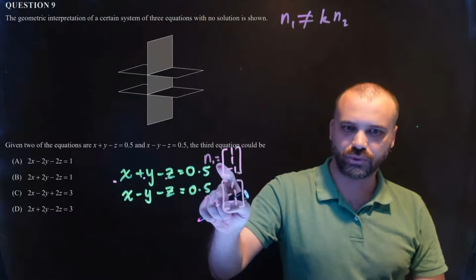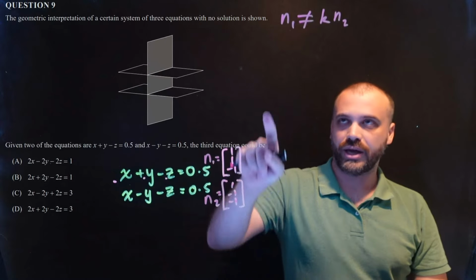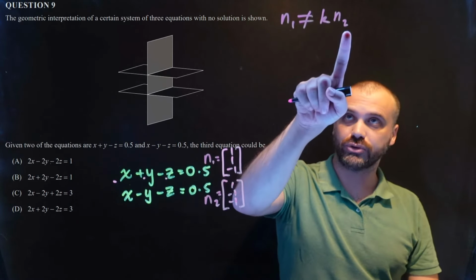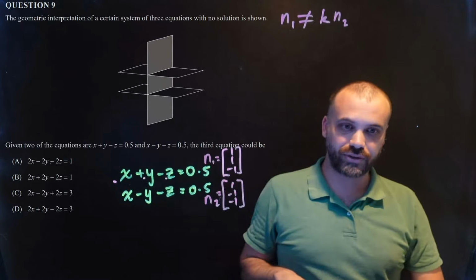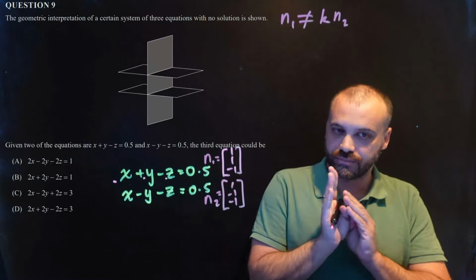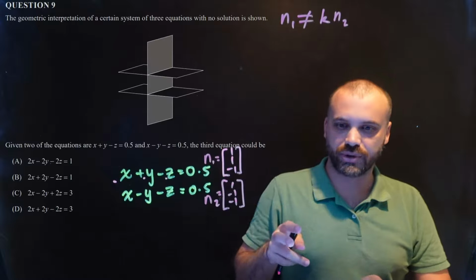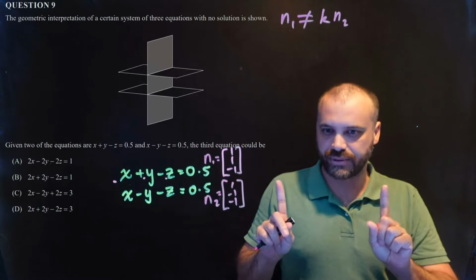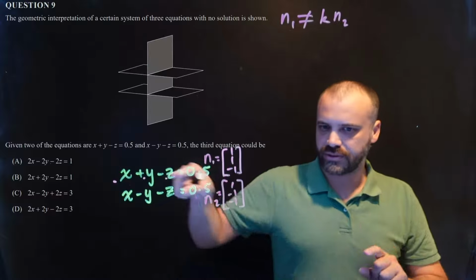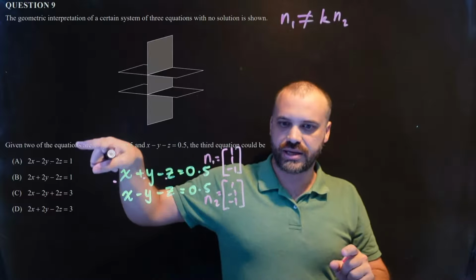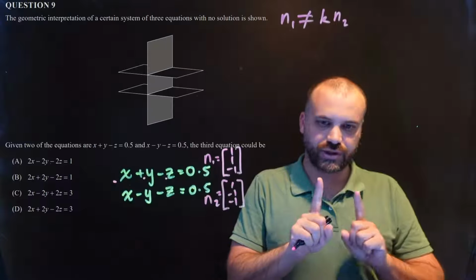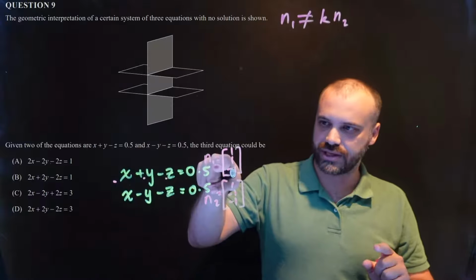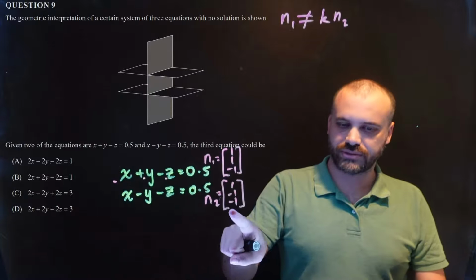So I've called this normal 1 and I've called this normal 2. And what I'm saying is that normal 1 does not equal normal 2 multiplied by any k value. There is no k value that I can multiply one of these normals by to make it equal, all right? Then it's never going to happen. But that means that one of these must fulfill that criteria. One of these must have a normal that is parallel to either this or parallel to this.